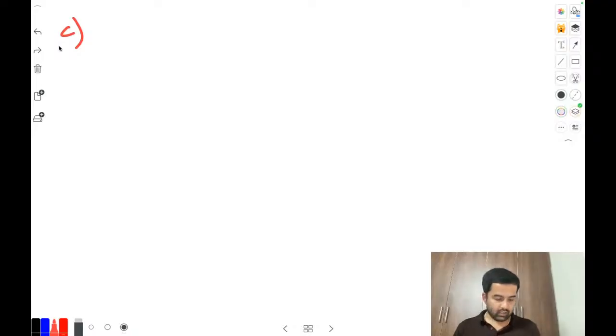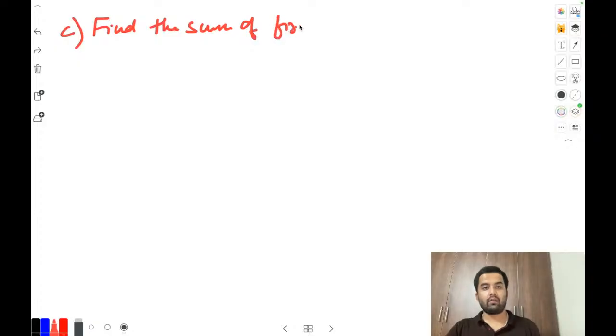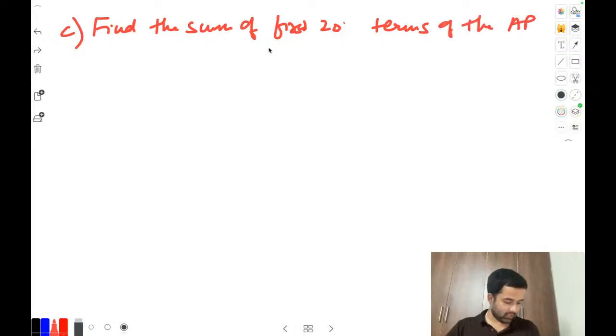Question number C is, find the sum of the first 20 terms of the AP we are providing below. Now it is a sum formula. Don't write this th. The AP is below here. It is 1, 4, 7, 10, and so on. Figure out the answers, everyone. What will you do here? Sum of first 20 terms.